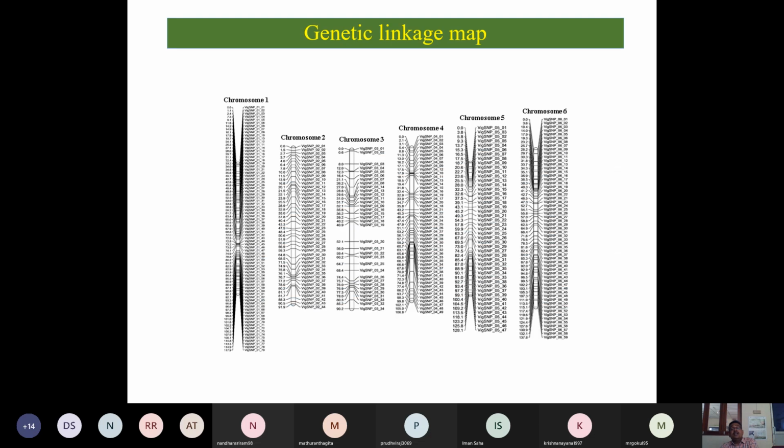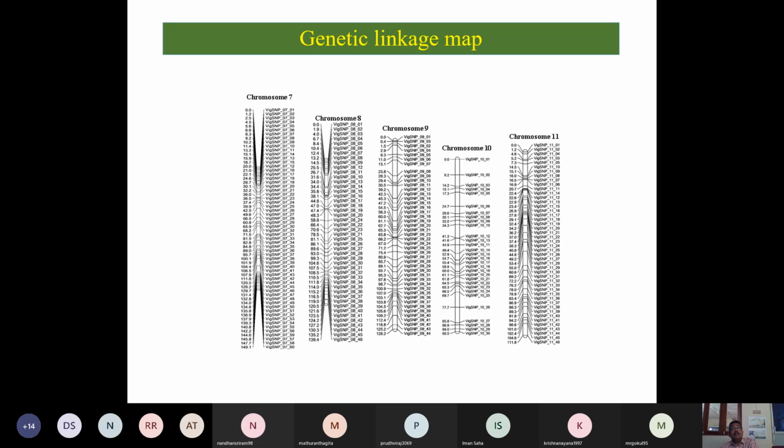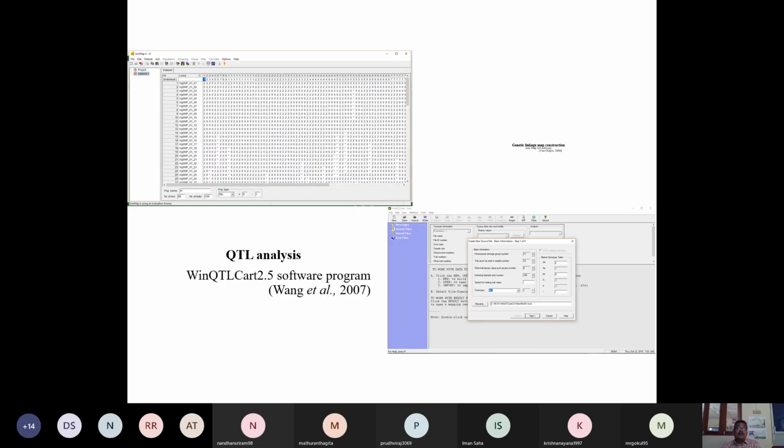Finally, we got this kind of genetic linkage map with the distribution throughout. You can see the markers are distributed throughout the chromosome, and across each chromosome you can get enough markers. This is again 11 chromosomes. So with this, I have told you the general information needed for map construction.